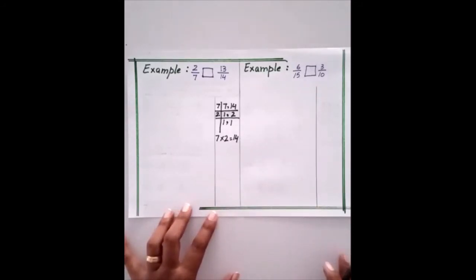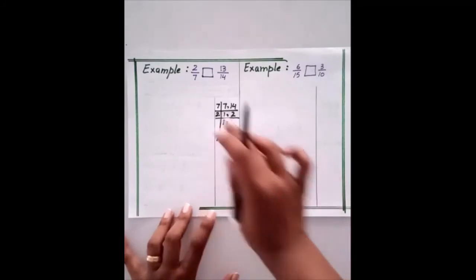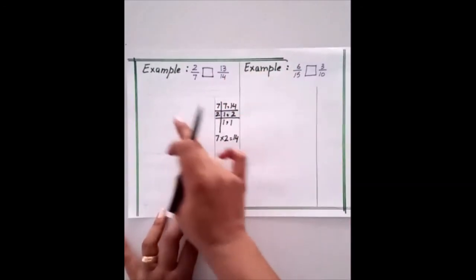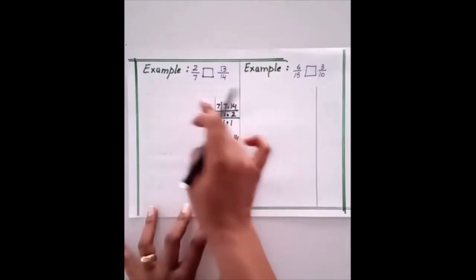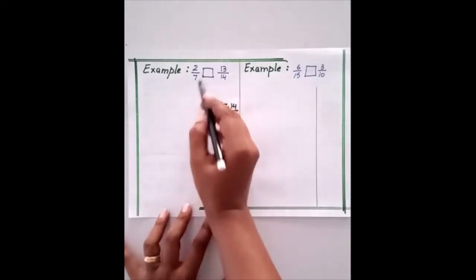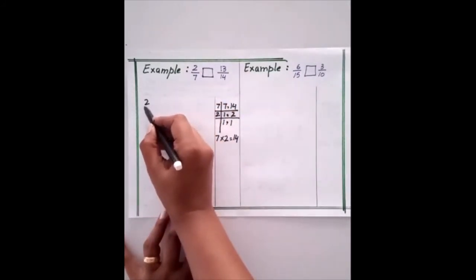Remember here students, again I am repeating the thing. Take the LCM of denominators 7 and 14. Now we have to multiply the numerator and denominator by the same number to convert the denominator into LCM. What we will do here? We will write 2 upon 7 over here first.